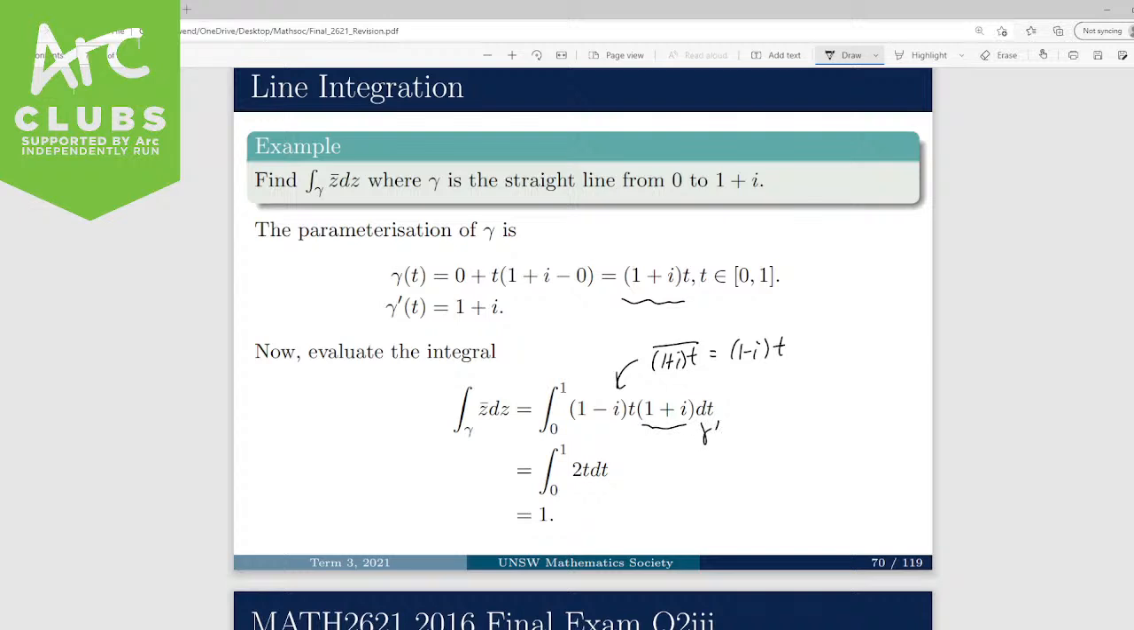1 minus i times 1 plus i is 2. And then everything falls out really lovely. Integrating 2t, that's the usual life. So that's 2 times t squared over 2. And then you can sub in your bounds. So there's your beautiful complex line integral. You can see most of it was really dedicated to just finding that parametrization.